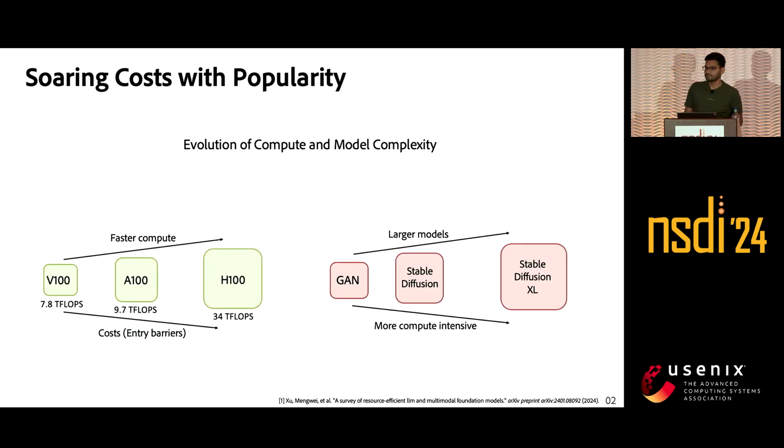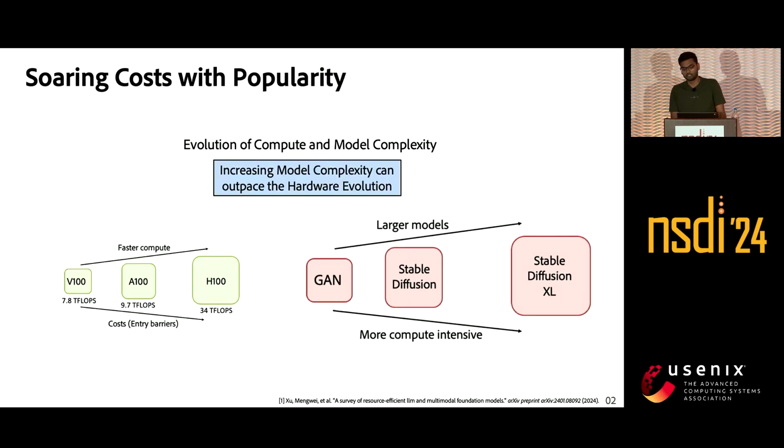As popularity increases, so does resource requirements and costs. The evolution of compute as well as the scale and complexity of generative models are evident. However, complex models demand high-end compute, creating entry barriers for users due to costs. Furthermore, model complexity often outpaces hardware evolution despite advancements in the compute.